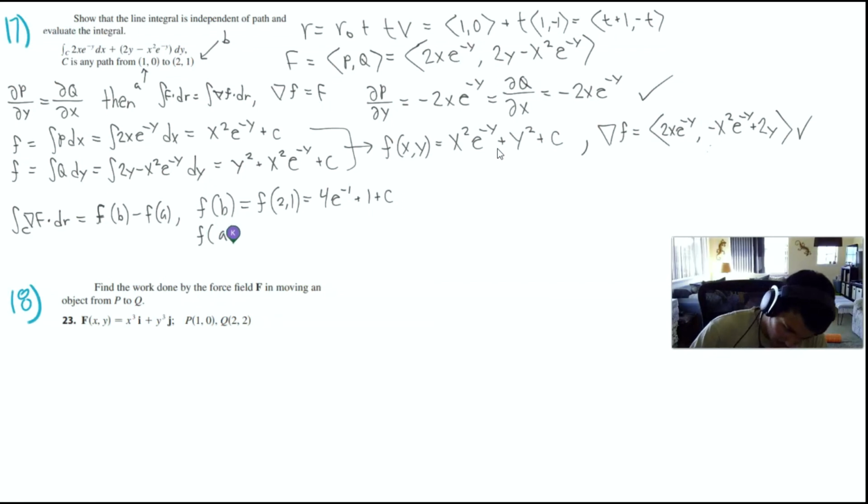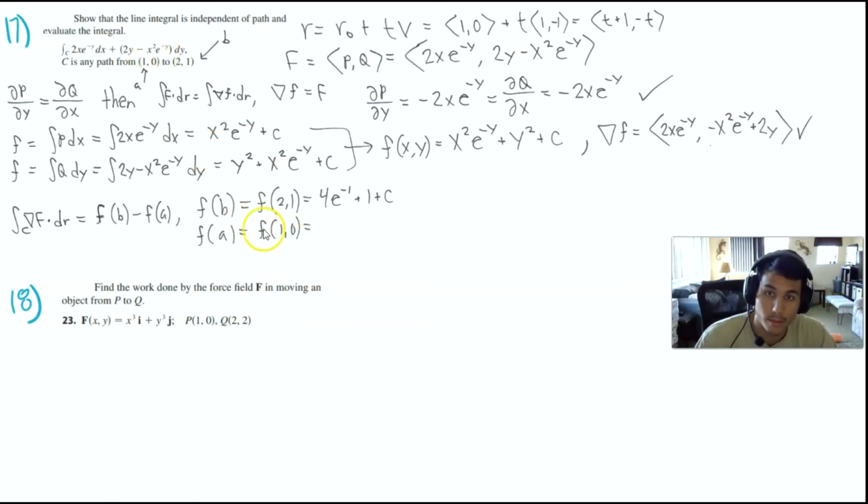And if we get f of a, what do we get here? We get f of (1, 0), right? And we plug it into this. Okay, so if x is 1, this would be 1 times e to the 0, which is 1, plus 0 squared, which is 0, plus c. Okay. So now we subtract those two things.